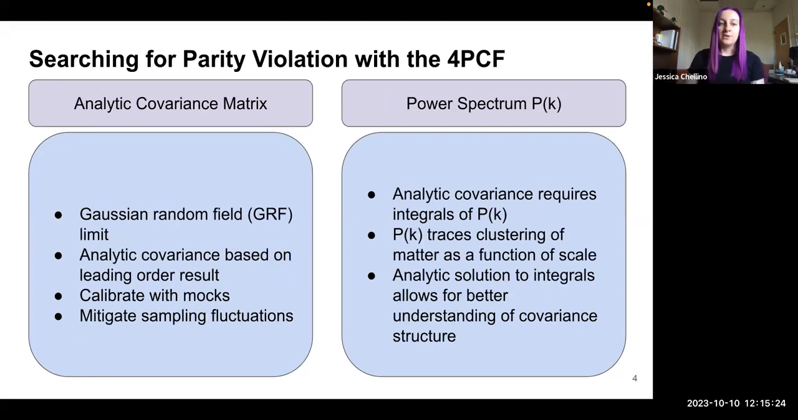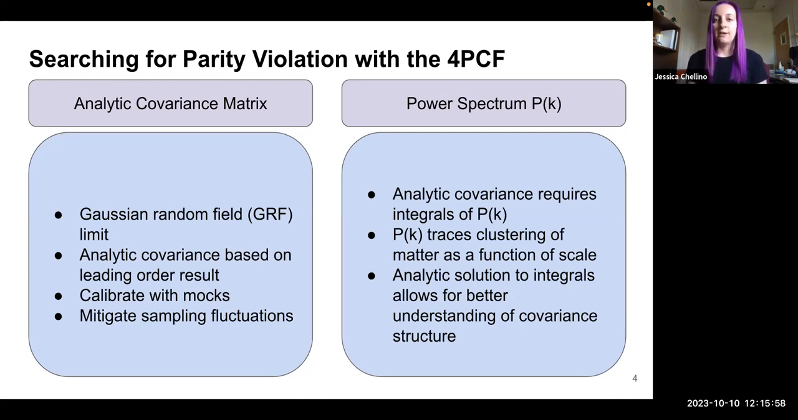So instead, we can use an analytic covariance matrix. In the Gaussian random field limit, this assumes that all the clustering is captured by the 2-point correlation function. And if we take the leading order result based on that, we can obtain an analytic covariance. We can calibrate this analytic covariance with mocks, leaving the number density and the volume free. A benefit of an analytic covariance is that we can mitigate sampling fluctuations that would arise if we had a covariance drawn from mocks.